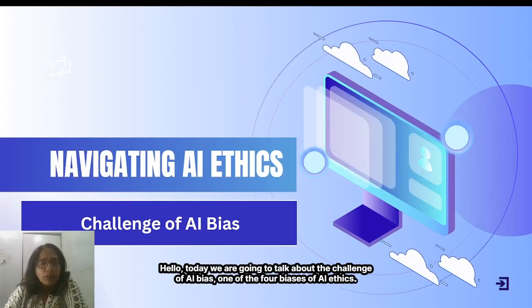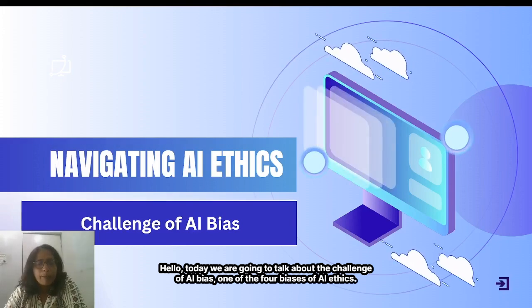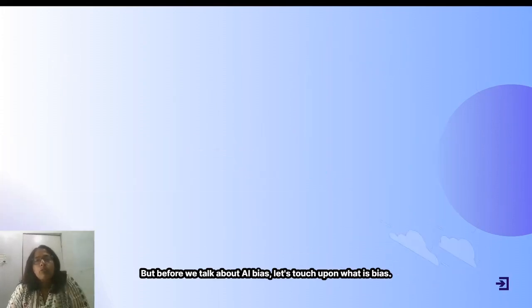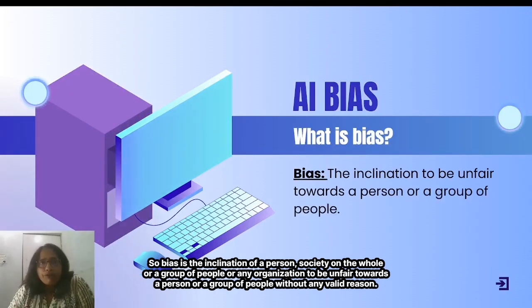Hello, today we are going to talk about the challenge of AI bias, one of the four biases of AI ethics. But before we talk about AI bias, let's touch upon what is bias. So, bias is the inclination of a person, society on the whole, or a group of people, or any organization to be unfair towards a person or a group of people without any valid reason.